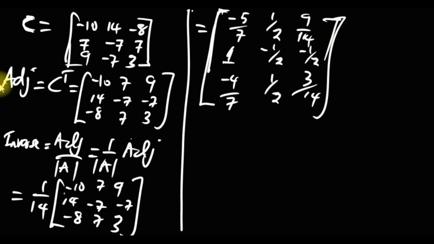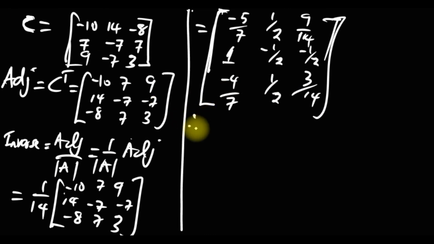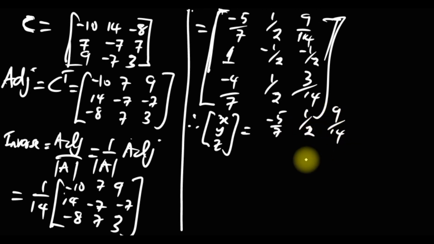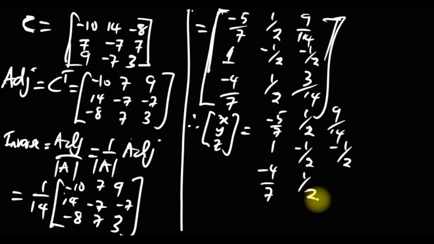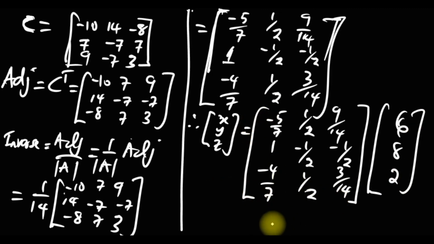So we'll go back. Remember this as that. So we'll multiply by 6, 8, 2. Therefore the x, y, z we are looking for is this: minus 5 over 7, half, 9 over 14, 1, minus half, minus 4 over 7, half, 3 over 14. So this inverse matrix times 6, 8 and 2. So that should be our final. Once we multiply it, that becomes our final answer.